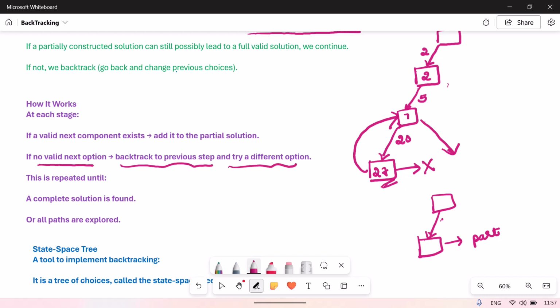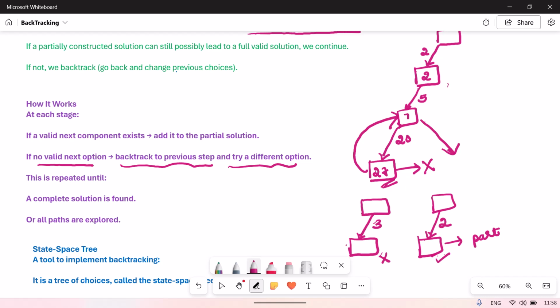For example, I have included 2 and I have got this answer. This is correct. Suppose I have a partial solution like this, and I add one more component, 3, and I get an intermediate solution which might not lead me to the correct answer.